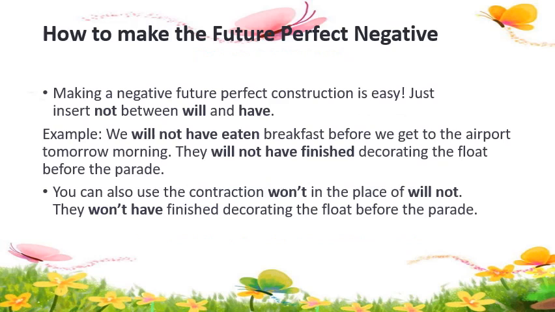Let's learn how to make the future perfect negative. Making a negative future perfect construction is easy. Just insert not between will and have. For example, we will not have eaten breakfast before we get to the airport tomorrow morning. They will not have finished decorating the float before the parade.